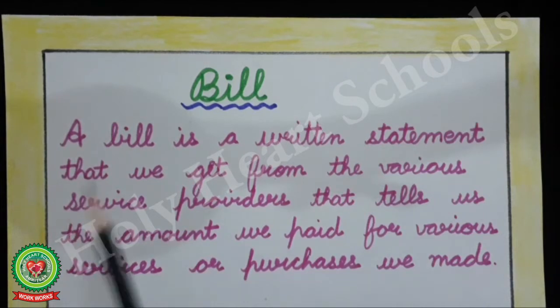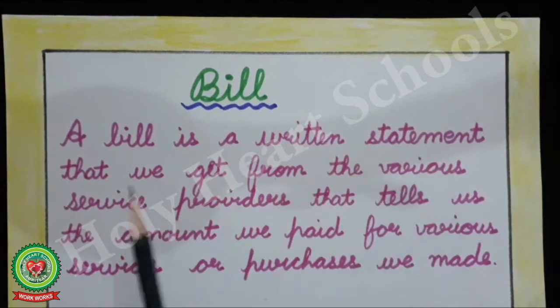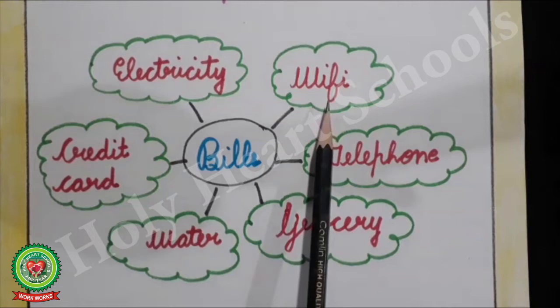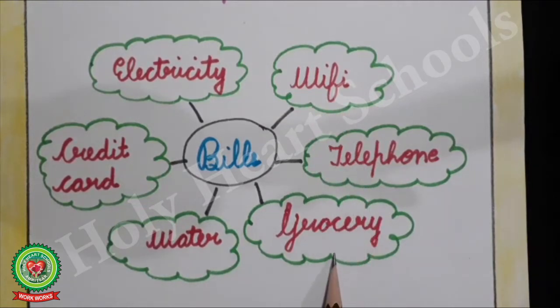So, a bill is a written statement that we get from the various service providers that tells us the amount we paid for various services or purchases we made. Various types of bills are electricity, Wi-Fi, telephone, grocery, water, and credit card. These are some examples of bills. There are many such examples.